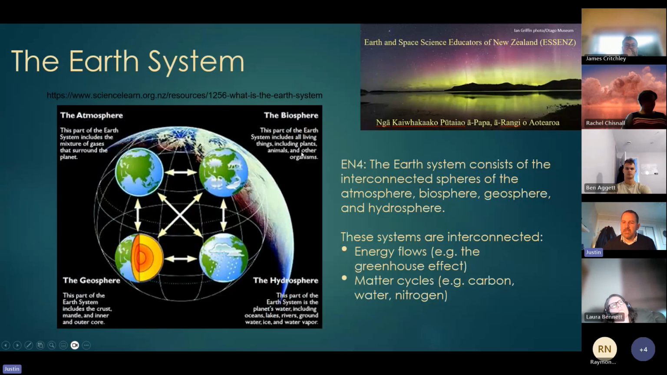And when we talk about the interactions between the spheres, the main themes that we really talk about are the energy flows through the systems, kind of like, you know, the sunlight coming in, warming up the Earth, heating the troposphere, those kinds of things. And we talk about matter cycling. We're all familiar with the carbon cycle and the water cycle and the nitrogen cycle. So they're the interactions between the spheres, if you like.